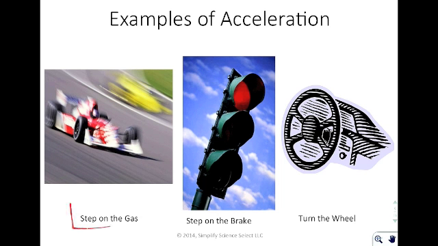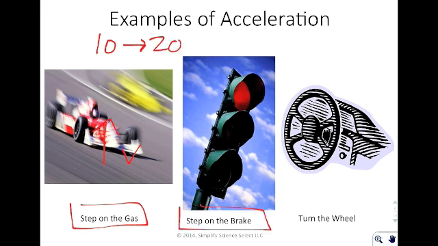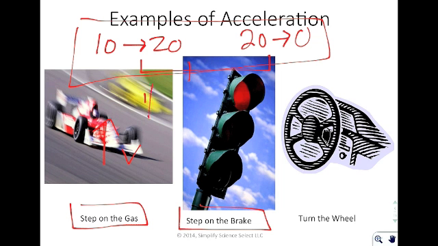Now, there are examples of acceleration. If you step on the gas pedal, you increase your velocity. If you increase your velocity, you've changed the magnitude, or the number, of your velocity. You've gone from 10 to 20. If you step on the brake, you've changed the magnitude of your velocity because you went from 20 to 0. So in both these cases, stepping on the gas pedal and stepping on the brake, you've changed the magnitude of the velocity. In other words, you've changed the number.